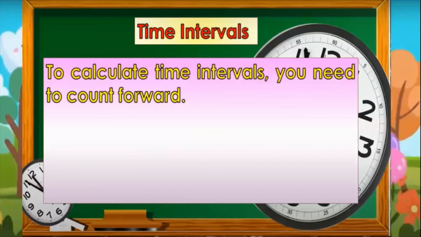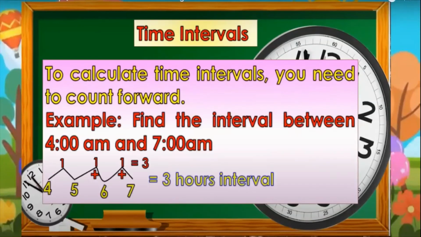Now, to calculate the time intervals, you need to count forward. For example, the time interval between 4 a.m. to 7 a.m. We start from 4. 4 to 5, we have 1 hour interval. 5 to 6, we have another 1 hour interval. So that is a total of 2 hours. And 6 to 7, we have another 1 hour interval for a total of 3 hours. So what's the time interval between 4 a.m. to 7 a.m.? The time interval is 3 hours.